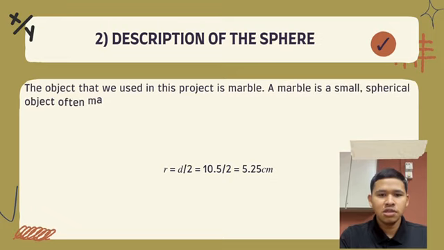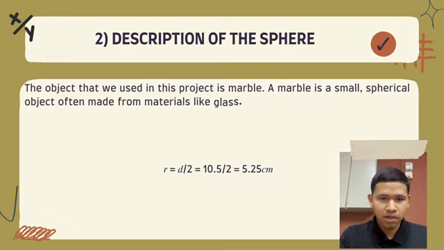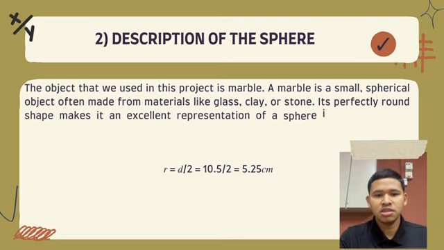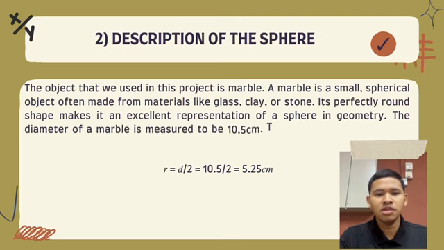Today I want to talk about the chosen object for our project. The object used in this project is a marble. A marble is a small spherical object typically made from materials such as glass, clay or stone. Its perfectly round shape makes it an excellent representation of a sphere in geometry.